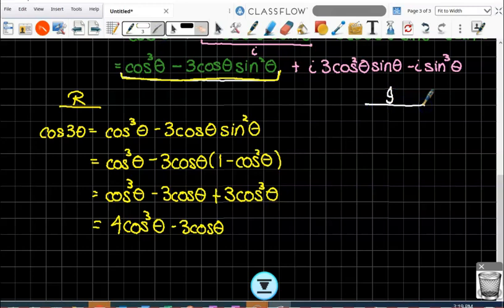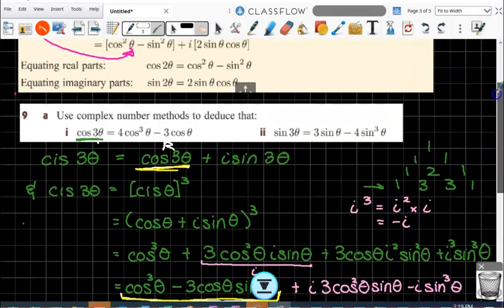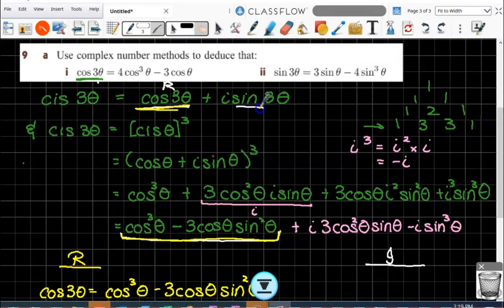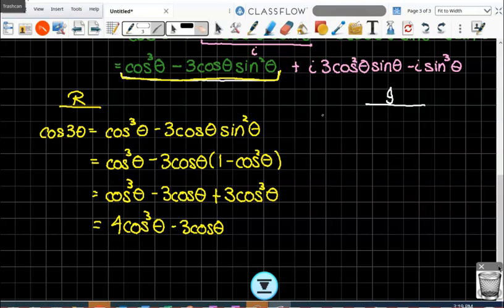To do part B, we're looking at equating our imaginary, right? So up here, what's our imaginary? Sine 3 theta. I'm ignoring the i's. The i's tell me that it is imaginary. Sine 3 theta. What's my imaginary part over here? Well, it's this, and it's this. So cos squared theta sine theta.